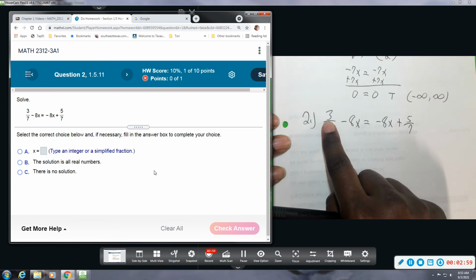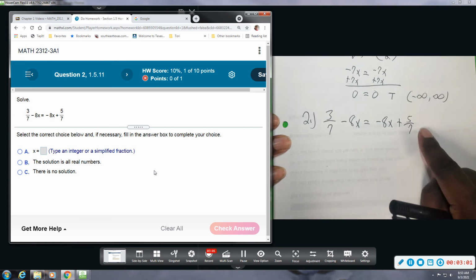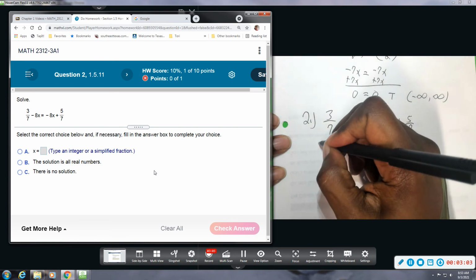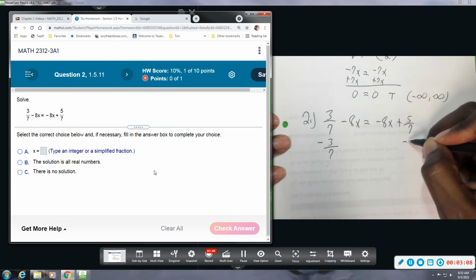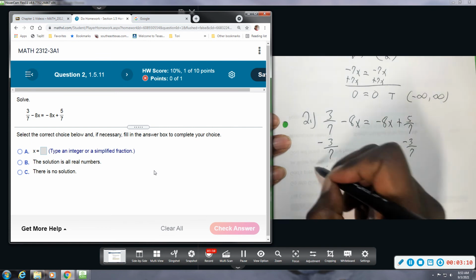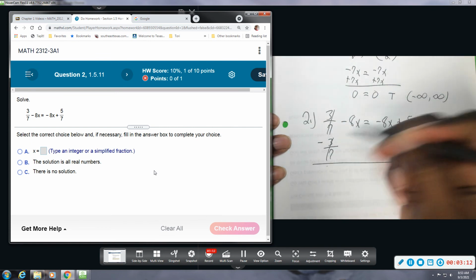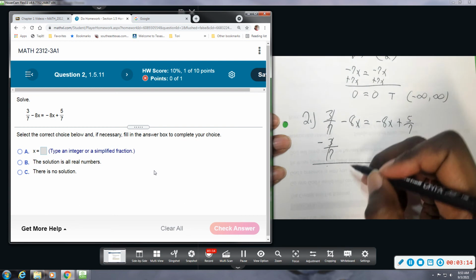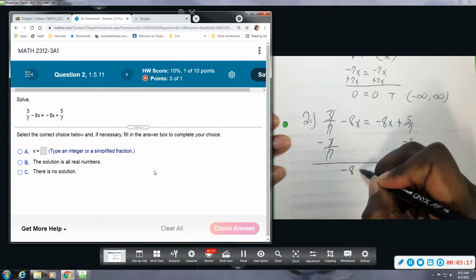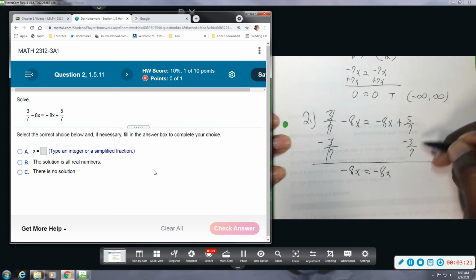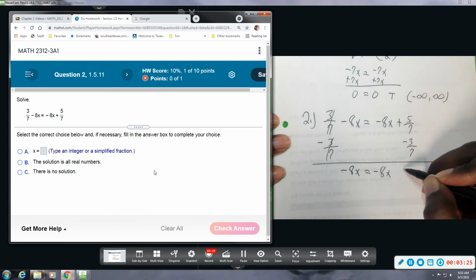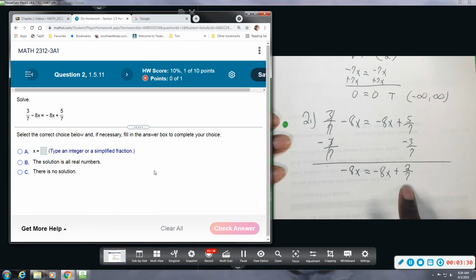This one is positive. I want to move it over here. So I'm going to subtract 3/7 from both sides. So when I subtract, the same thing, it goes away to 0. Bring down negative 8x equals negative 8x. And when I subtract this, I only subtract the top number. So 5 minus 3 will leave me with a positive 2/7. Okay, so I'll leave that there for the time being.